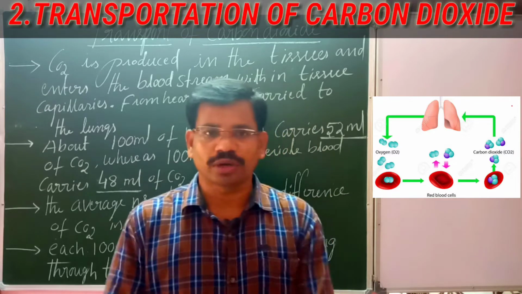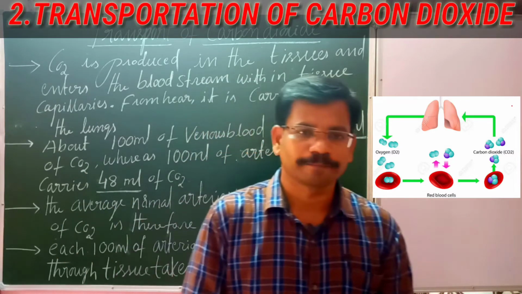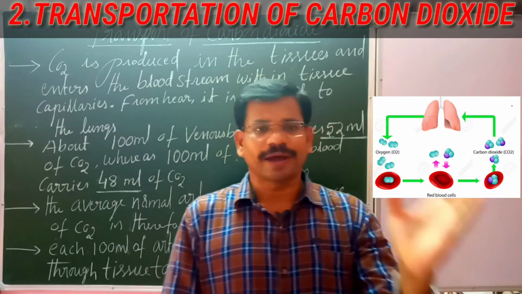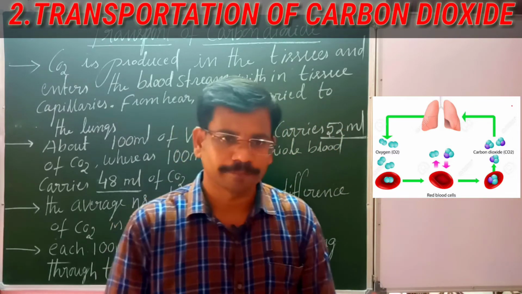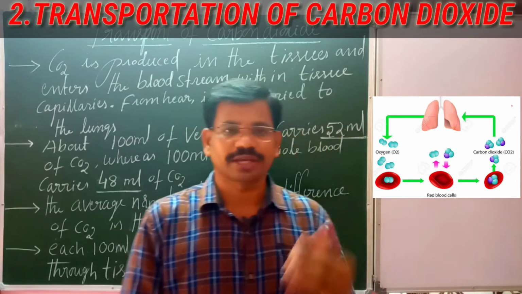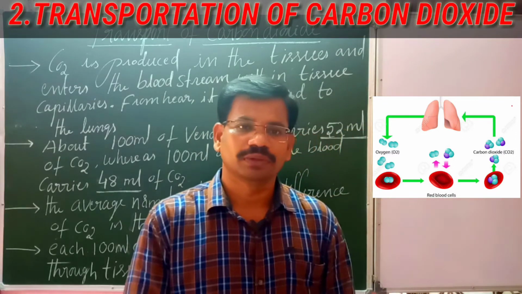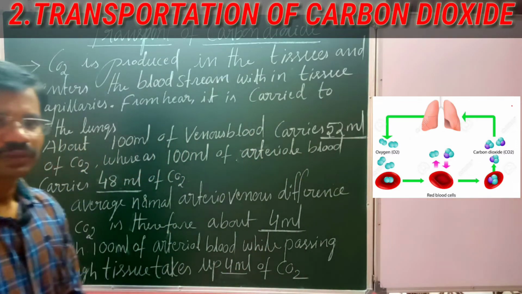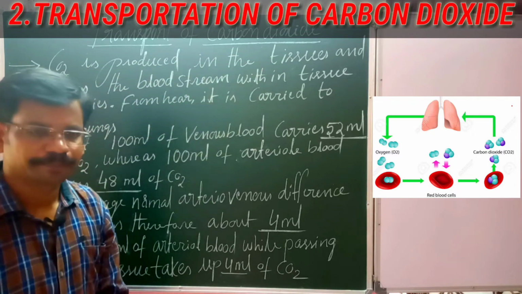At the same time, we covered the factors that influence the dissociation of oxygen from hemoglobin, and the other factors that influence the oxyhemoglobin dissociation curve. In that, one is carbon monoxide, second is fetal hemoglobin, third is myoglobin. Today we are going to talk about the transportation of carbon dioxide.